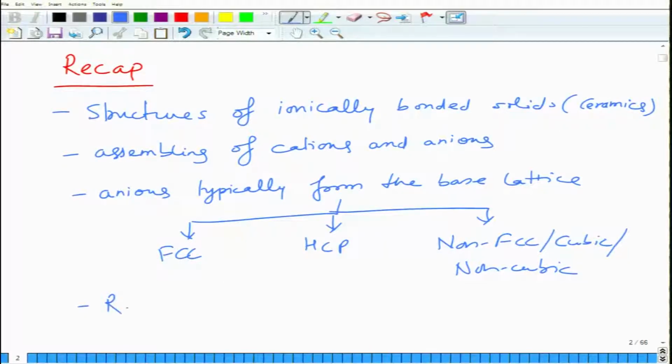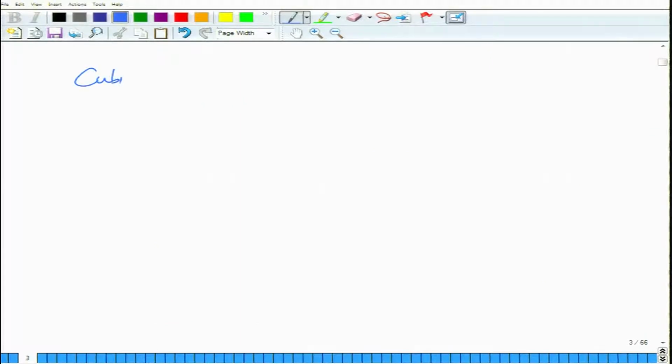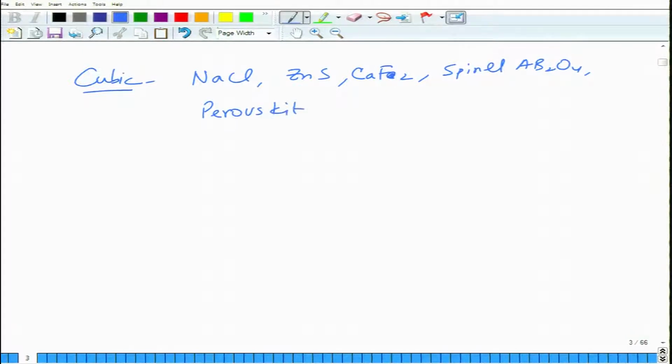We discussed that radius ratio determines by and large to which interstices the cations will go, and as a result you form various structures. We looked at a variety of materials, such as, in the cubic category, sodium chloride, zinc sulfide or zinc blende structures, calcium fluoride based structures, and spinel structures, which are basically AB2O4 kind of structures. Then we looked at perovskite, CsCl, and so on.